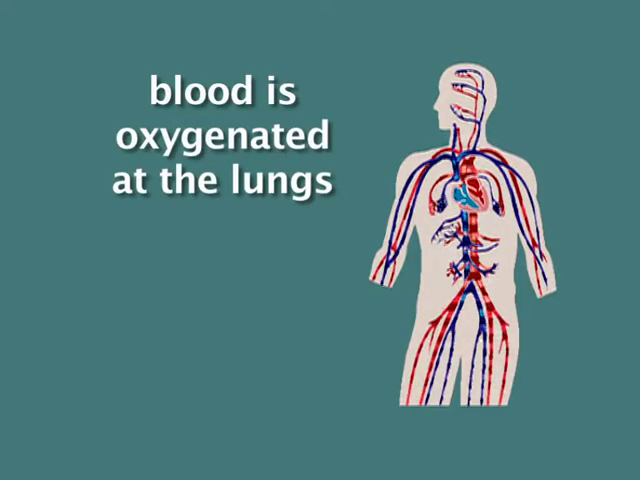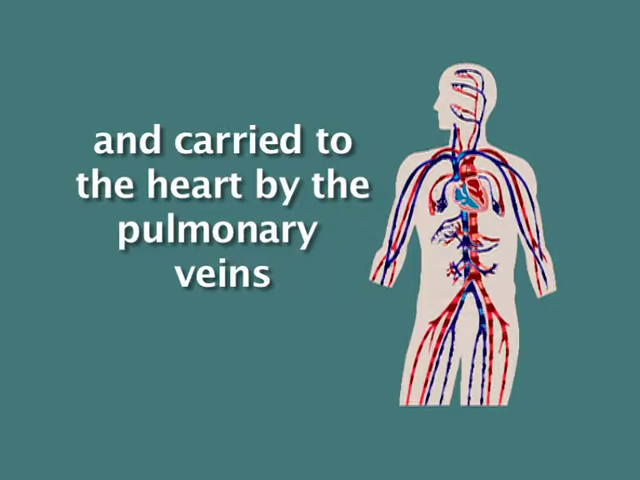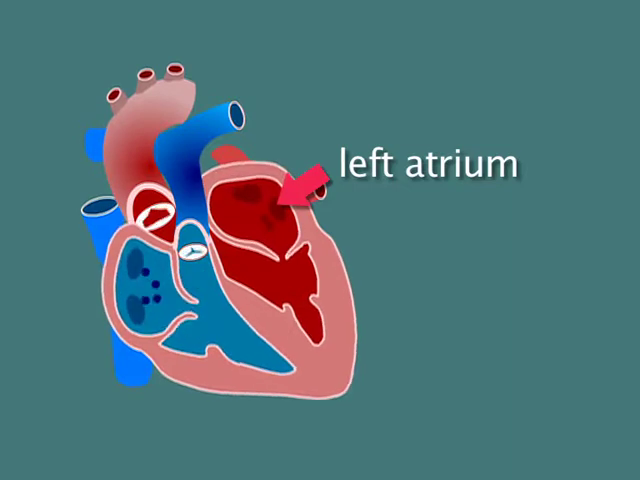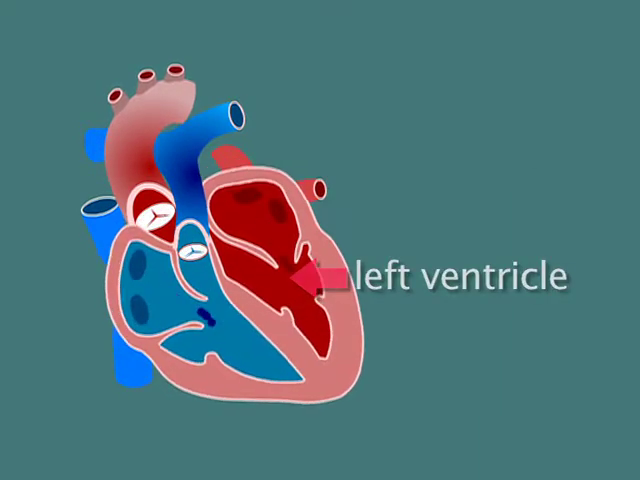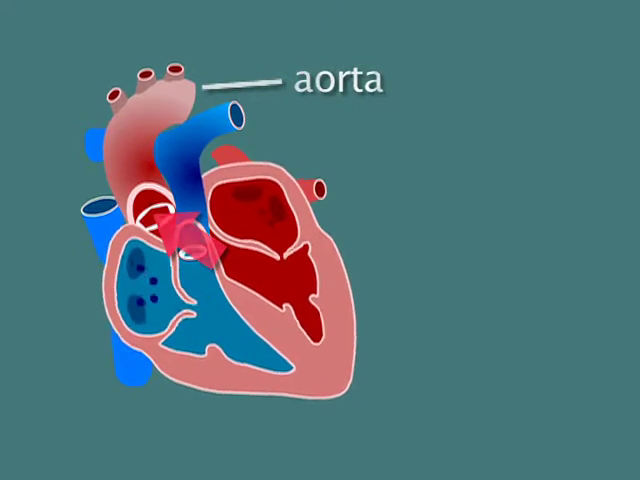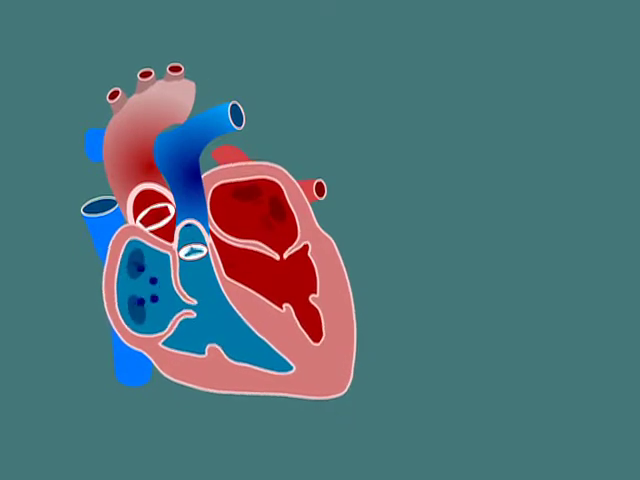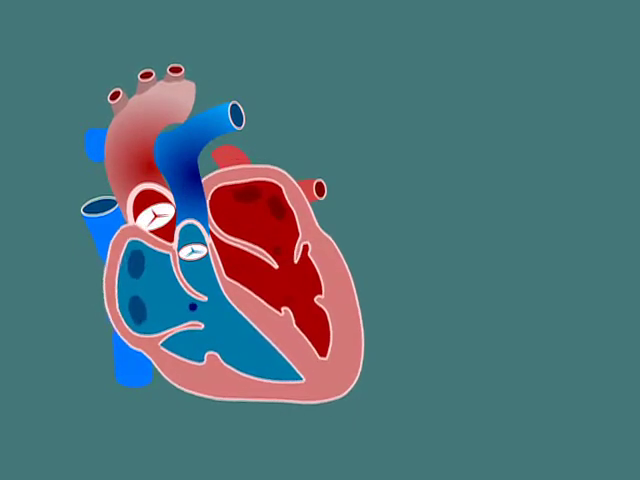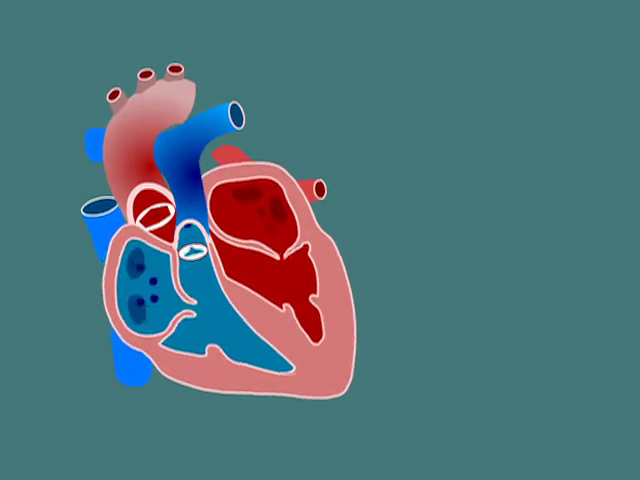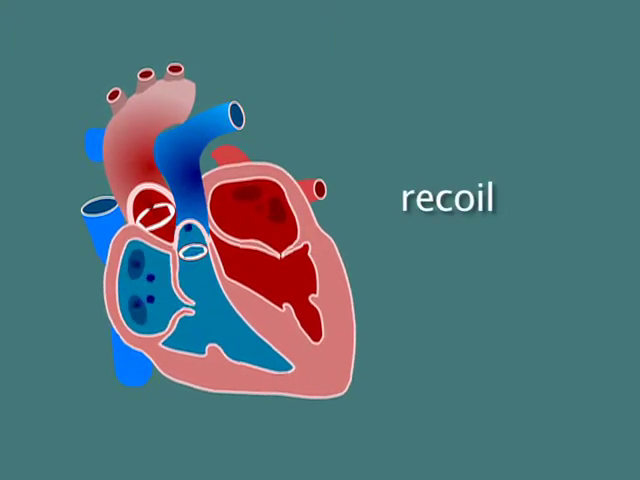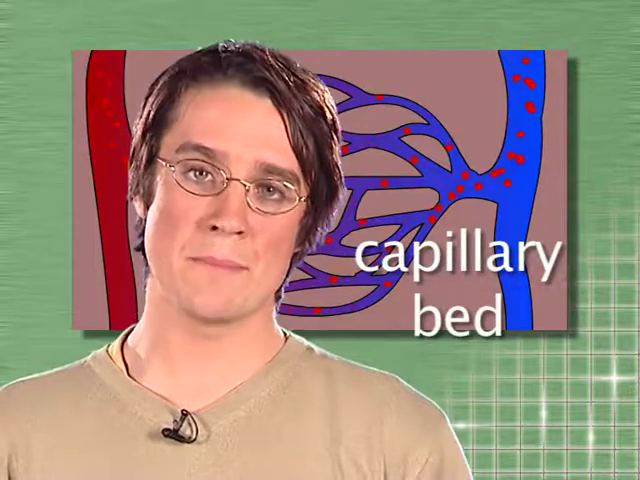When the blood has become oxygenated at the lungs, it is carried via the pulmonary veins to the heart. It enters the left atrium, passes to the left ventricle, and is pushed out into the aorta to travel all over the body. As the left ventricle contracts, it generates the high blood pressure in the aorta. This high pressure is transmitted through the arteries, the pulse, although it is smoothed by the recoil of the artery walls. At the tissues, the arteries divide into smaller arterioles and then into the capillary bed.